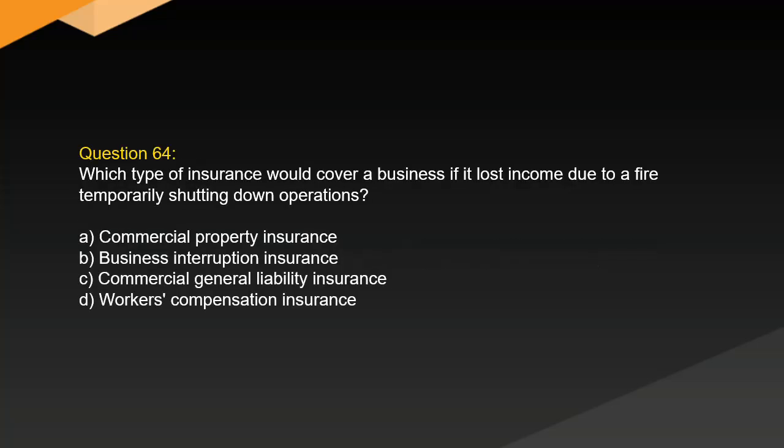Question 64. Which type of insurance would cover a business if it lost income due to a fire temporarily shutting down operations? A. Commercial property insurance. B. Business interruption insurance. C. Commercial general liability insurance. D. Workers' compensation insurance.